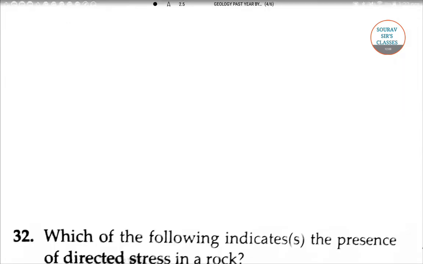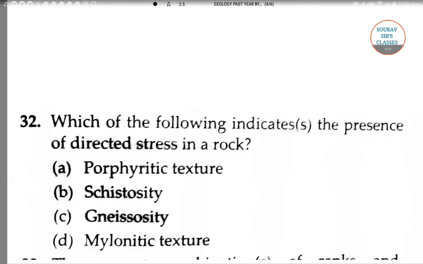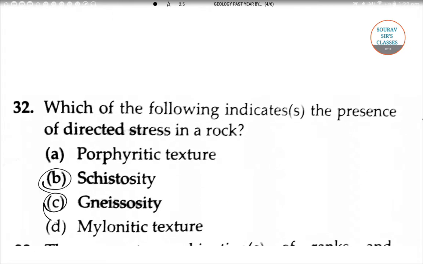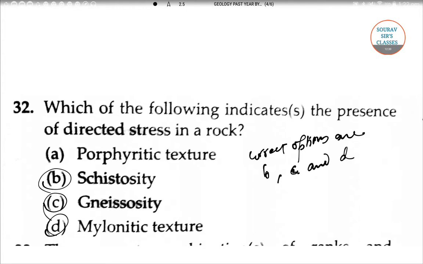So the correct option to this question would be option number B, C and D. All the three will be correct options. So we can write that the correct options are B, C and D. So let's move to next question.